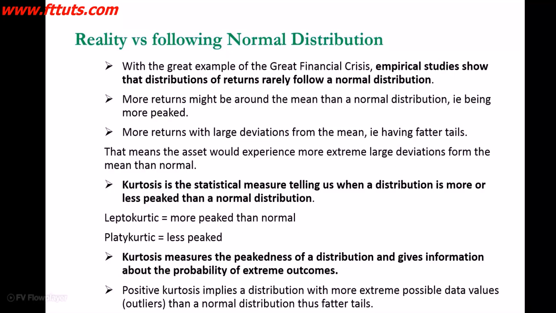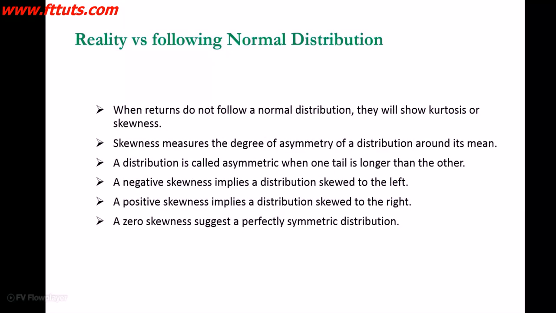And here, let's get a bit technical, we will call a distribution leptokurtic when it's more peaked than normal, and platykurtic when less peaked. Here, kurtosis measures the peakedness of a distribution and gives information about the probability of extreme outcomes. Positive kurtosis implies a distribution with more extreme possible data values, outliers, than a normal distribution, thus fatter tails.